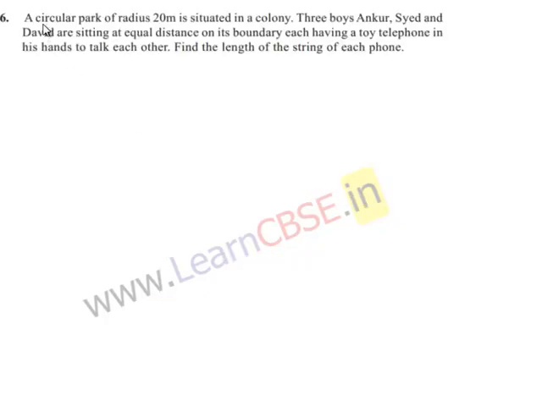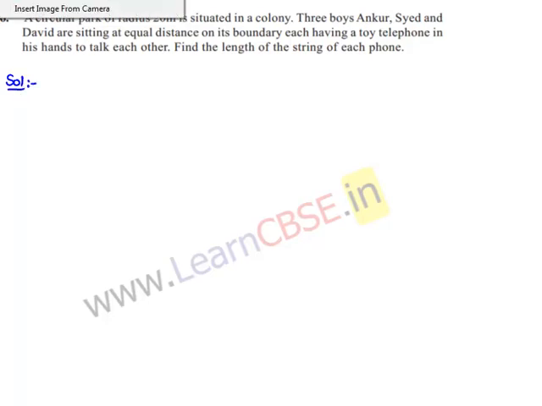Moving to the sixth question. A circular park of radius 20 meters is situated in a colony. 3 boys, Ankur, Shayet and David, are sitting at equal distance on its boundary, each having a toy telephone in his hands to talk to each other. Find the length of the string of each phone. Now moving on to the solution.